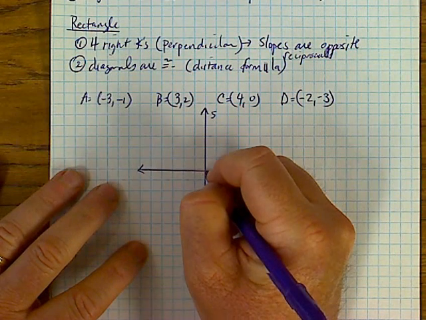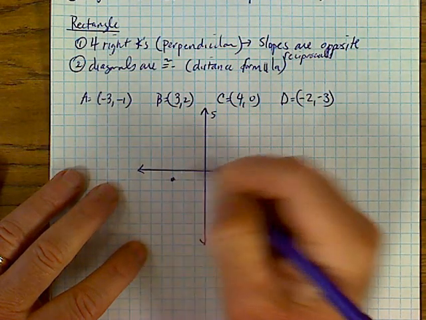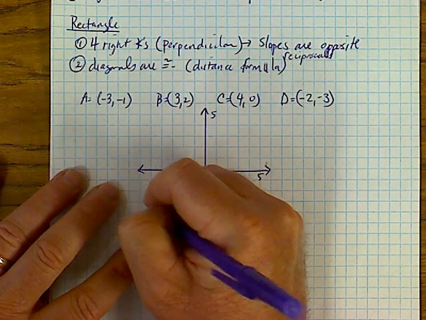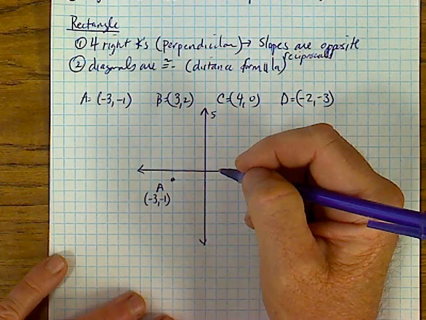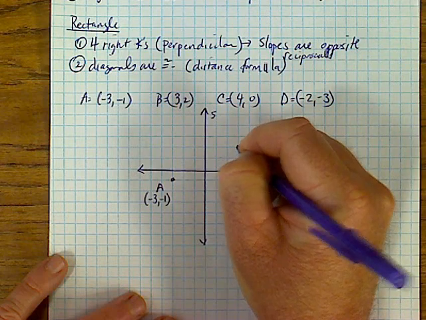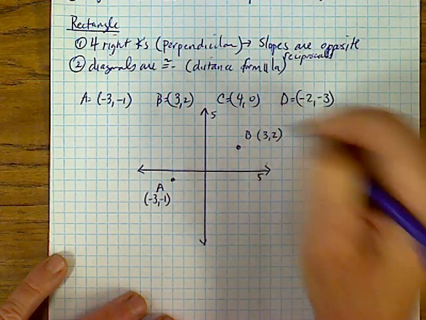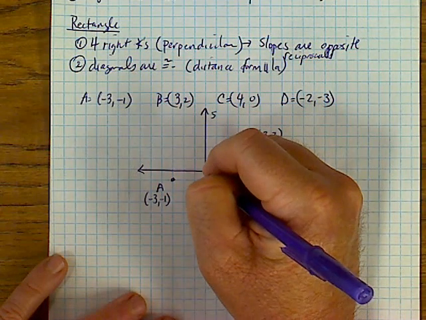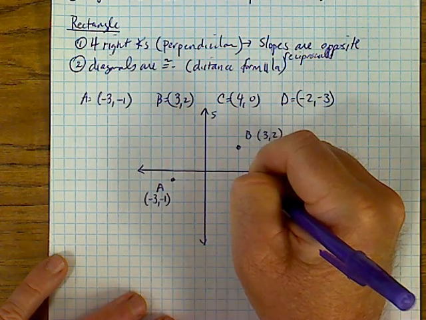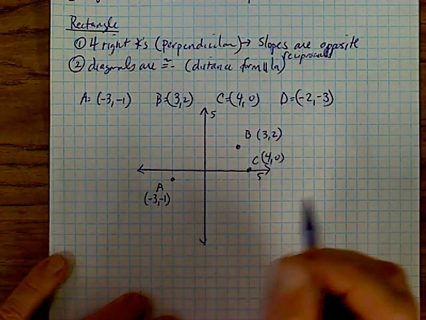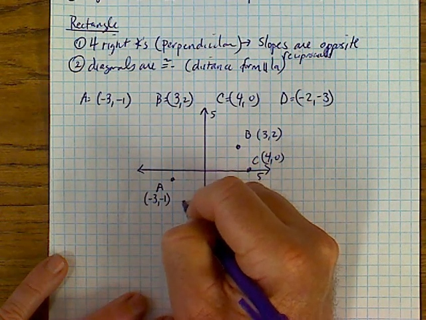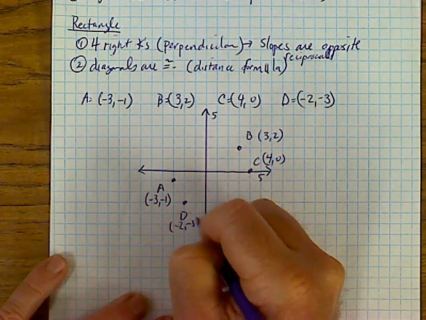Okay, we've got point A, -3, -1. And again, it's very important that you label these next to it so that you know what point you have, because you are going to be using those points, especially when you're doing distance formula. Okay, so we've got -3, -1. We've got 3, 2, so over to 3, up to 2, that's point B. C is 4, 0: 1, 2, 3, 4, 0 right there. There's point C. And point D is -2, -3. There's point D.